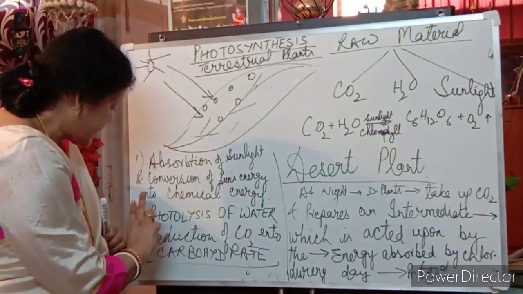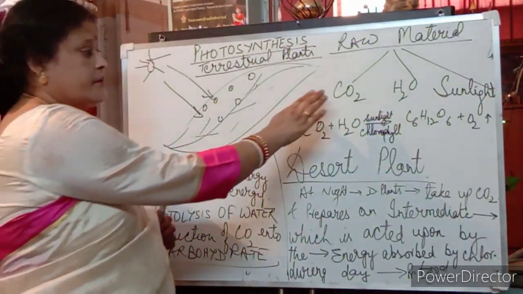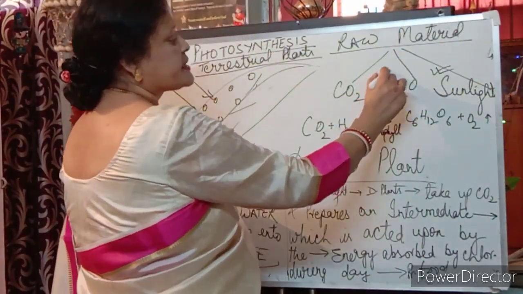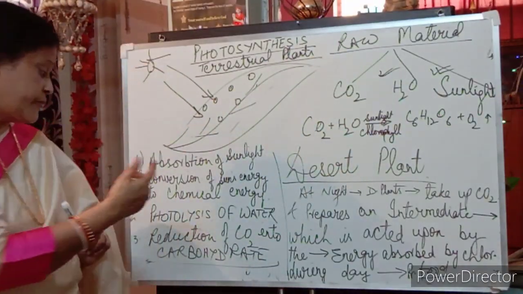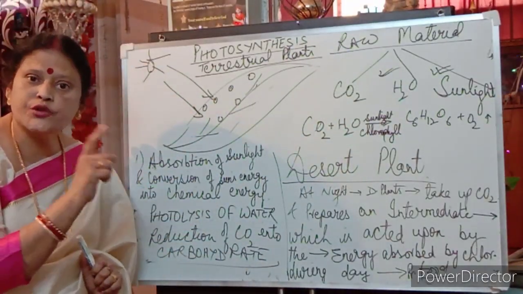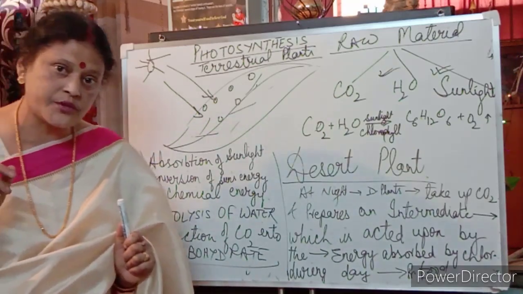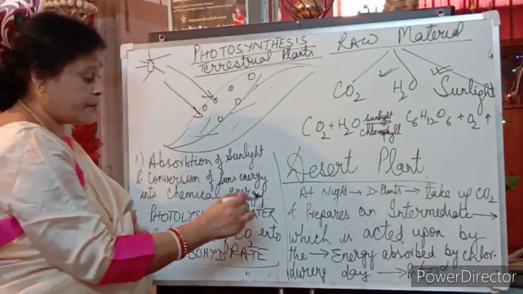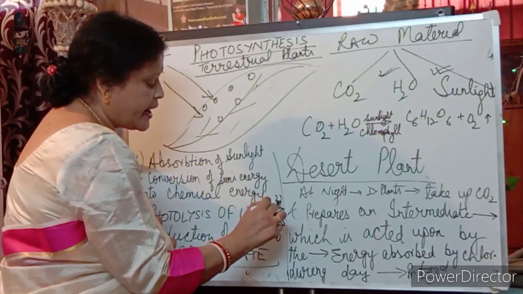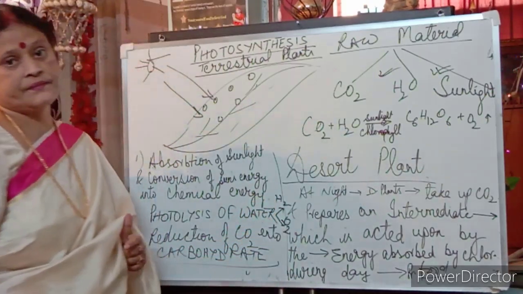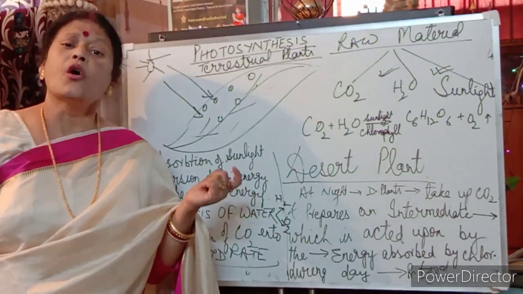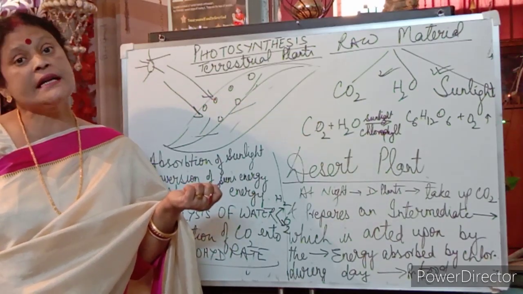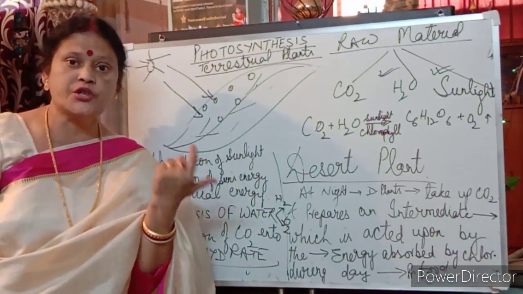First step. Second step, photolysis of water. Sunlight is already absorbed, it is a raw material being absorbed by the chlorophyll molecule. Now next is water, the splitting of water or photolysis. I told you that photosynthesis is a photolytic decomposition. So here the photolysis, or splitting of the water molecule, takes place, converting it into hydrogen and oxygen gas. Clear? Oxygen is released into the air, which we absorb during respiration.